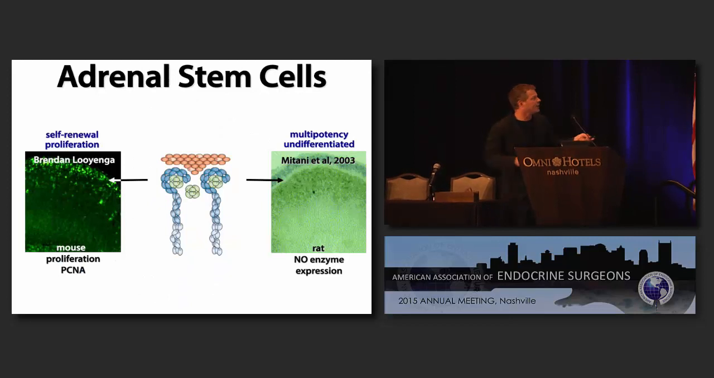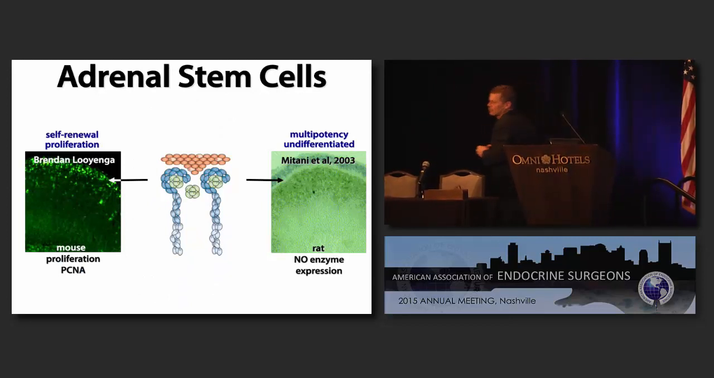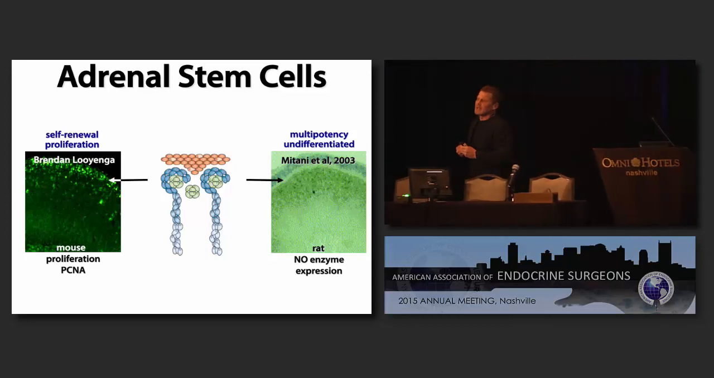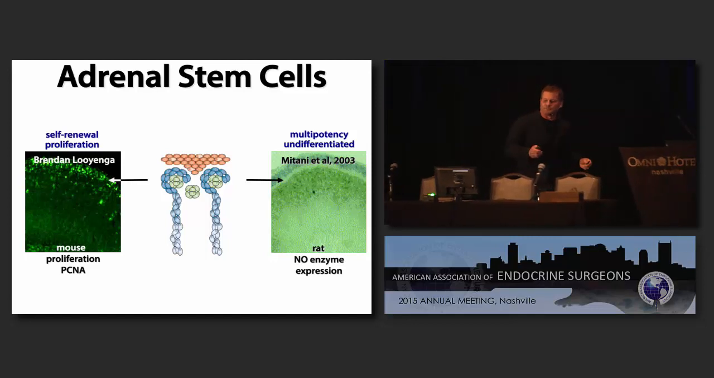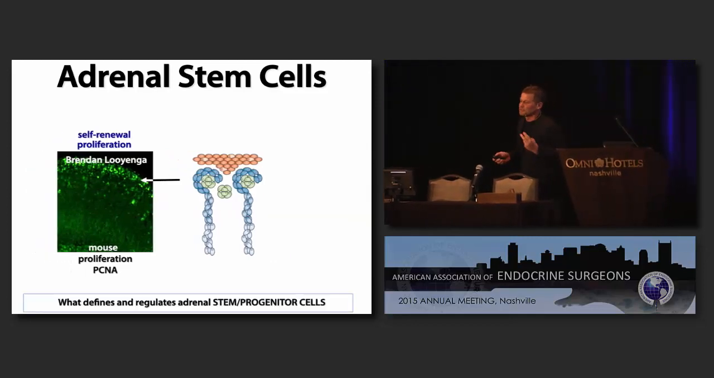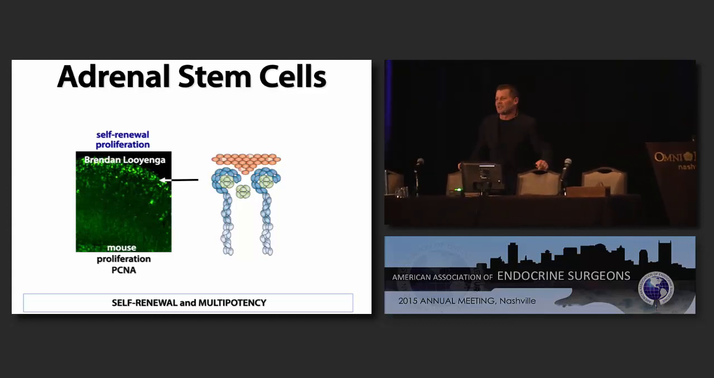These are those cells again in green here. These are the only cells in the adrenal gland that really proliferate robustly. And these cells are undifferentiated, and that is shown in the white strip of cells on the right side of the screen. These cells don't make aldosterone, the blue cells. They don't make glucocorticoids, the brown fasciculata cells. They make nothing, but they have steroid potential. Again, the stem cell has two properties that define them. Let's talk about self-renewal and multipotency.